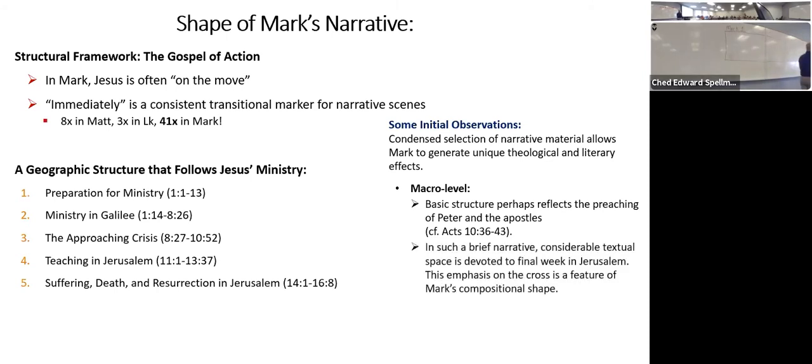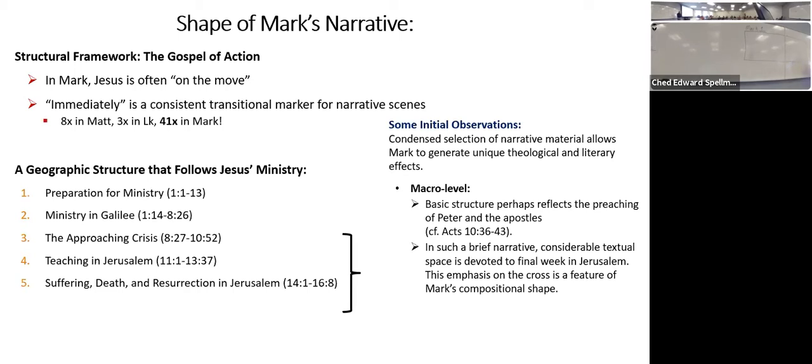And in such a brief narrative, there's considerable textual space. This is our textual real estate point that's devoted to the final week in Jerusalem. So there's an emphasis on the cross. The emphasis of the cross is a feature of Mark's compositional strategy. So this is a good example of what we've been talking about. This relates to the final 7 days in Jerusalem, right? This much of the narrative.